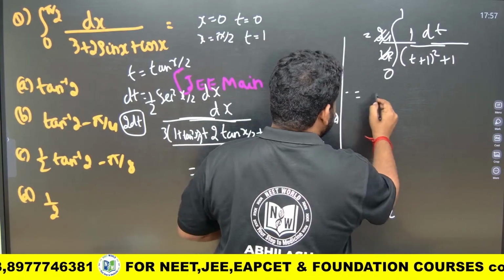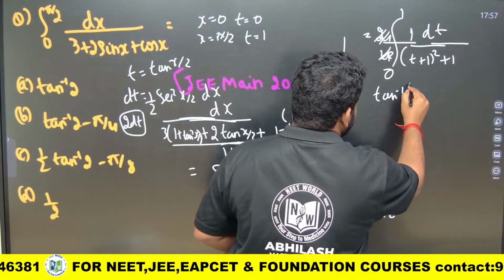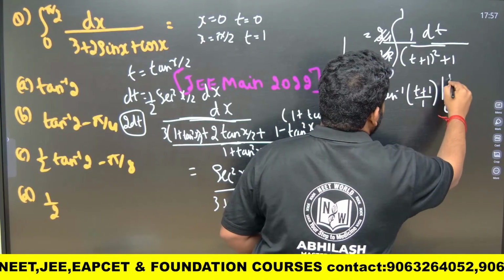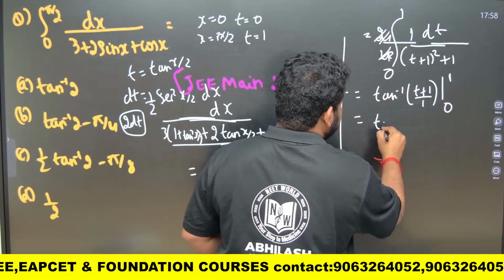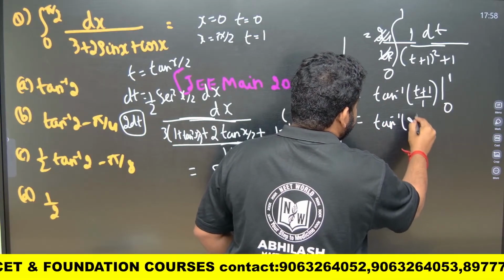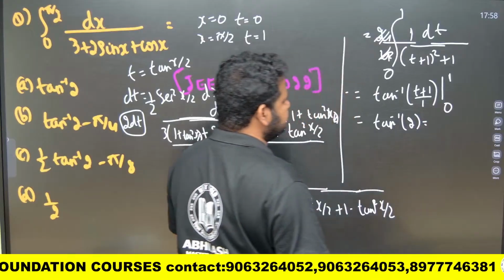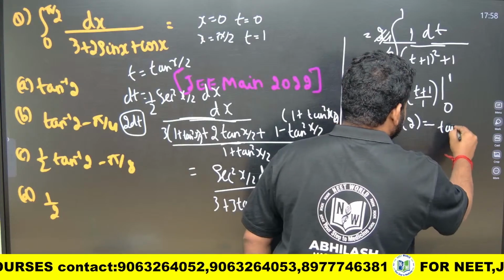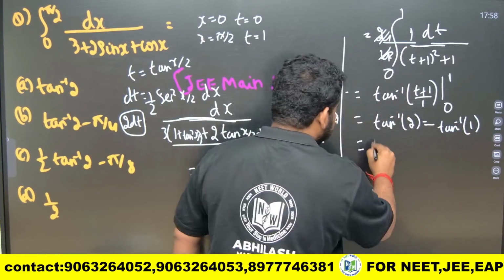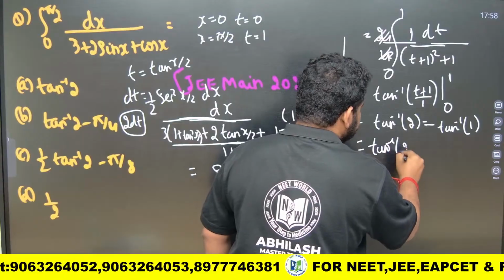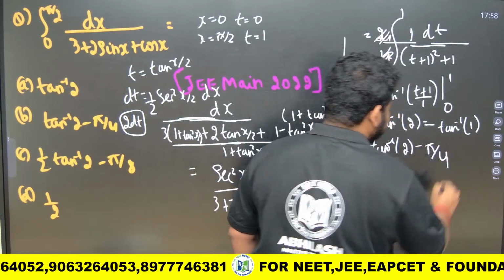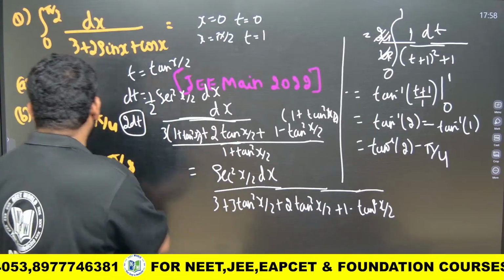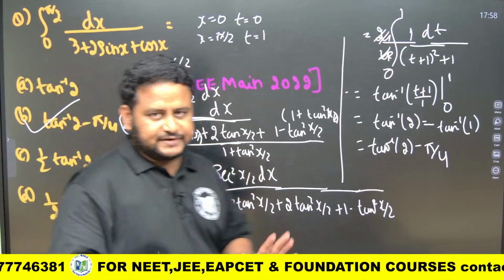If I integrate, this will be tan inverse of t plus 1, from 0 to 1. If I put 1, this will be tan inverse of 2. If I put 0, this will be tan inverse of 1. So tan inverse of 2 minus tan inverse of 1 is nothing but equal to pi by 4. This is what we get. Got it? So the answer to this question is option B. This is how we can solve this question.